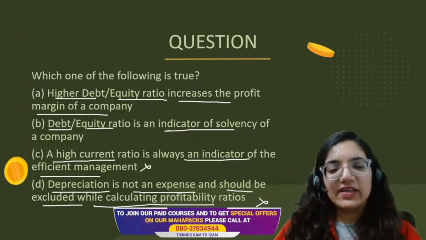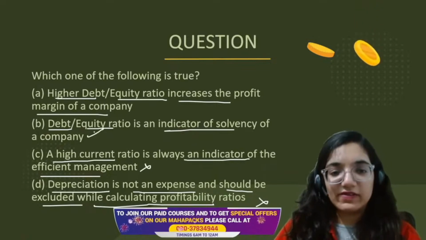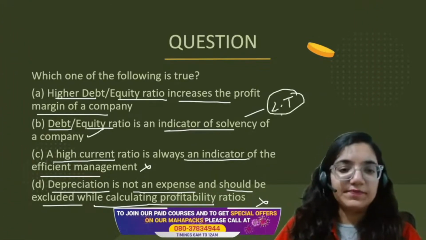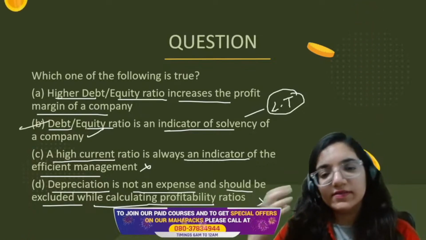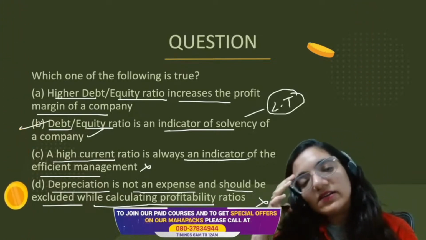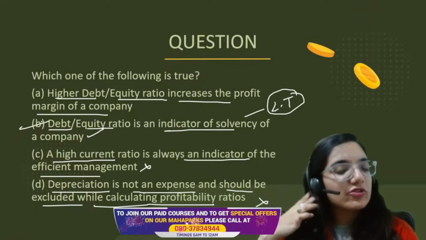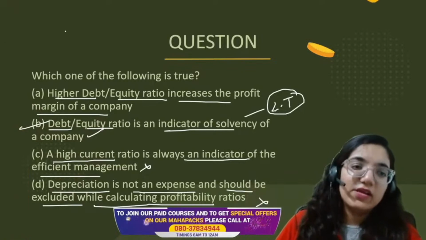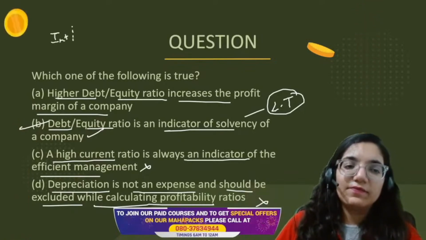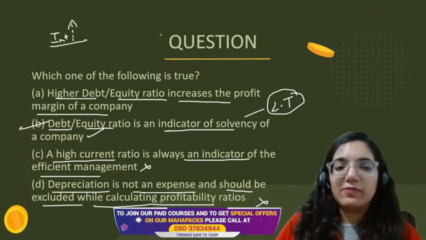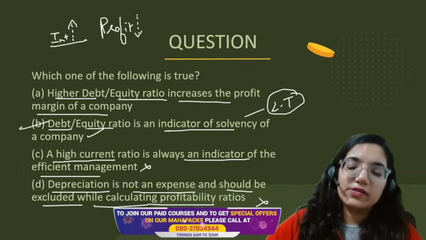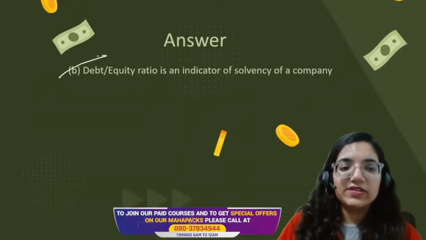Debt equity ratio is an indicator of solvency. This is true. It's a part of solvency, and that too long term, not short term. So we have got the answer. Then comes higher debt equity ratio increases the profit margin. No, higher debt equity means we have taken way too much debt. More debt means our interest would be more. If interest expense is more, our profit would be less, because if expenses increase, our profit falls. So it is B.